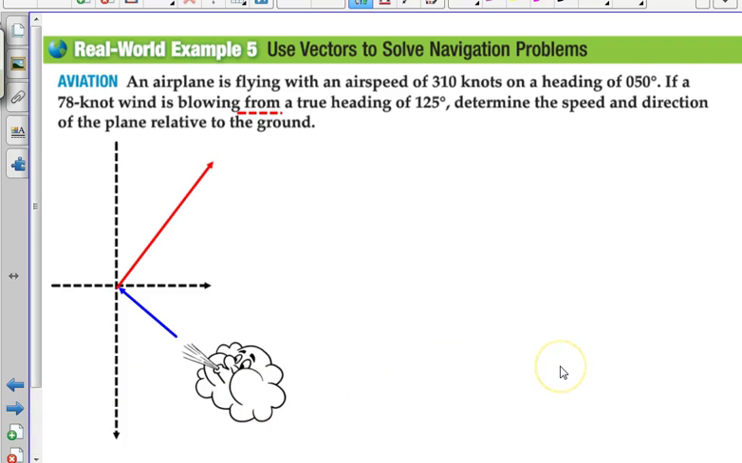I want you to just watch this. An airplane is flying with an airspeed of 310 knots with a heading of 050. What does that mean?